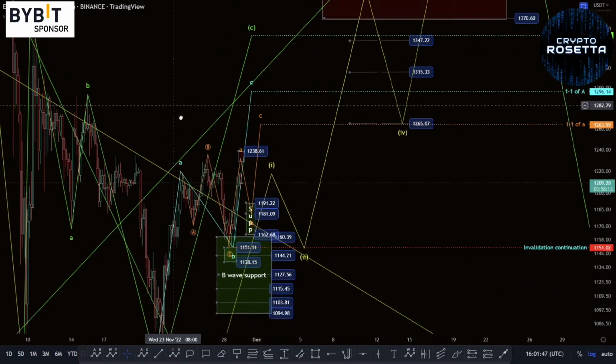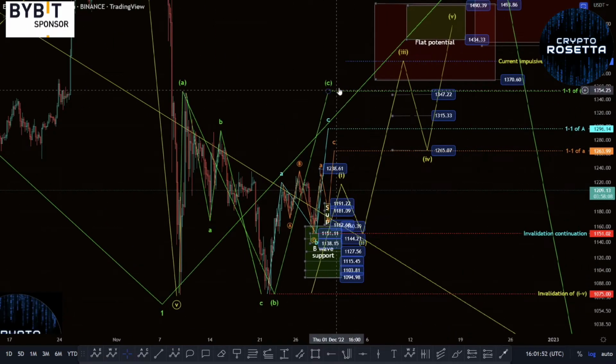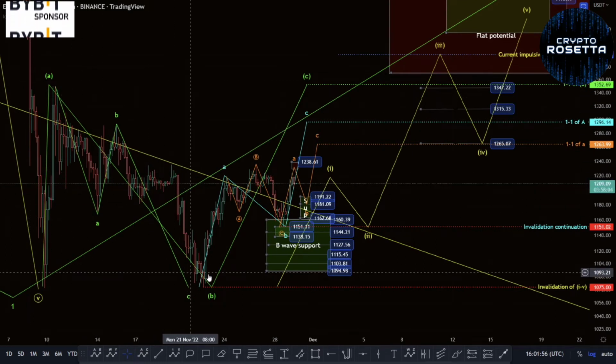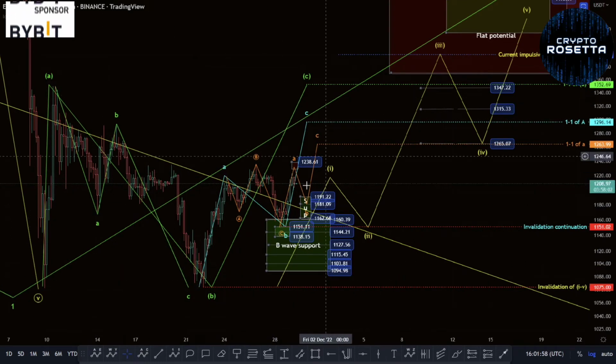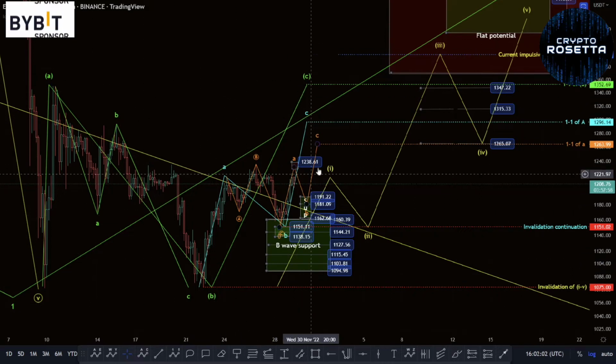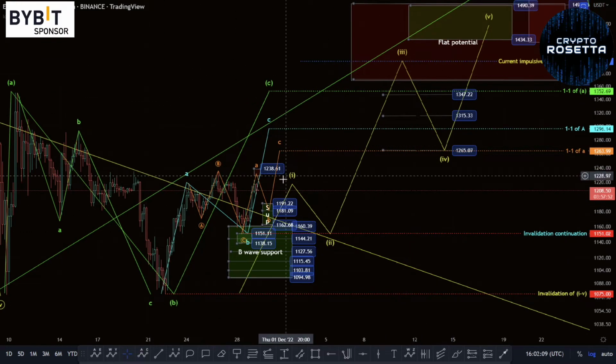So this option is looking at the green ABC here to the upside, looking at it as a flat correction currently. We would have been looking for either a 3-3-3 and then it's just going to be a complex move here, or we could be looking for a 5-wave move to develop off of this move here, and then it would be a flat.